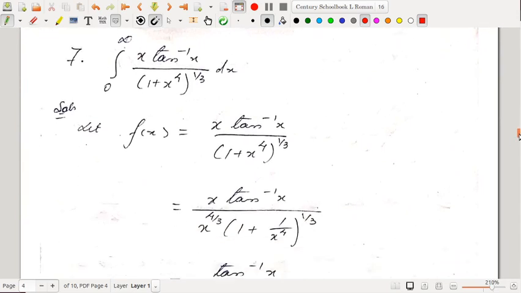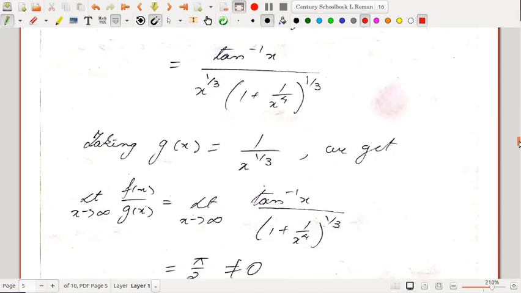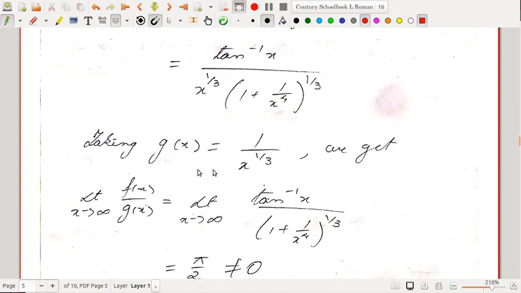The seventh one, the integral from 0 to infinity of x tan inverse x by (1 plus x to the power 4) whole to the power 1/3. What we do is extract the power of x. We take x to the power 4 outside, it will come out as x to the power 4 by 3, and then if you simplify in the denominator, you will get x to the power 1/3. So you take g(x) equal to 1 by x to the power 1/3, and then take the ratio.